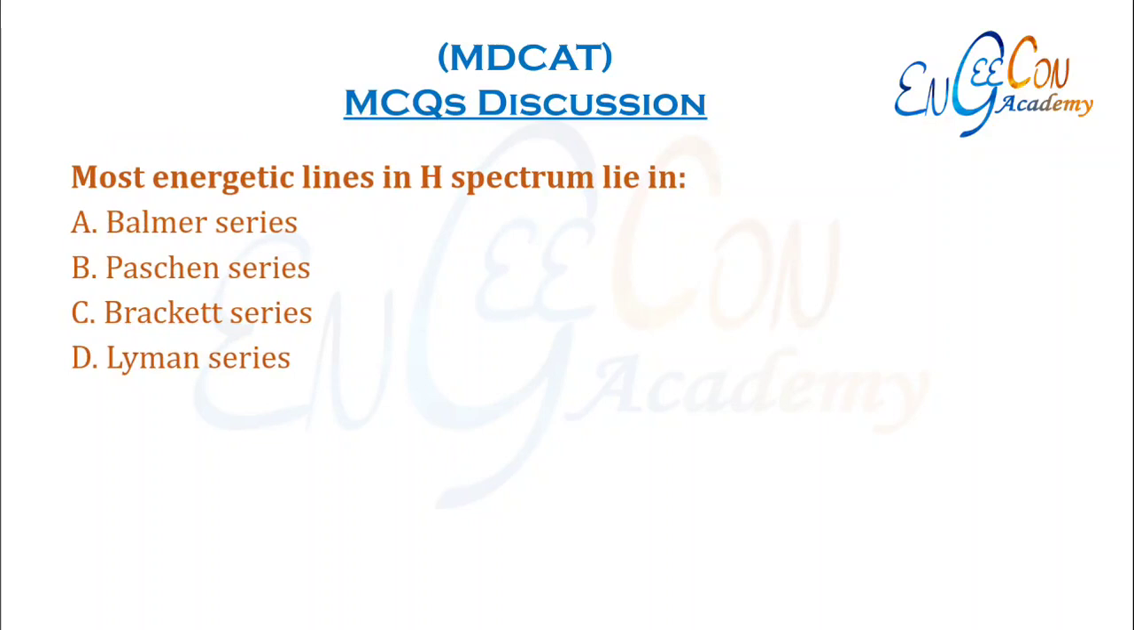Most energetic lines in hydrogen spectrum are, so most energetic lines is Lyman series, which falls from any higher shell to the shell number 1, which is K shell. So Lyman series is the most energetic series.